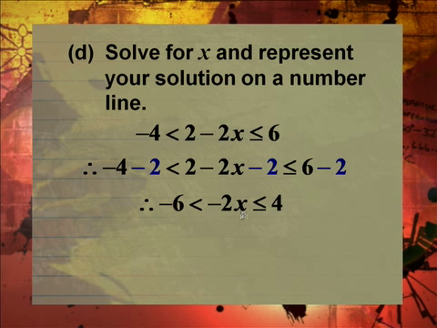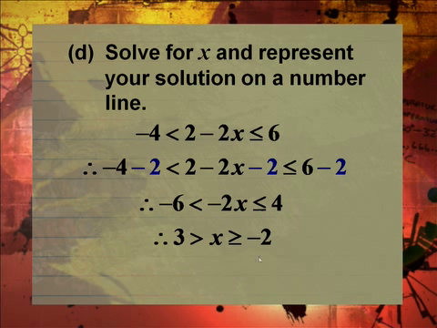Now watch this. If I divide negative 6 by negative 2, I get 3. If I divide negative 2x by negative 2, it cancels, and I get x. 4 divided by negative 2 is negative 2. And notice, the less than becomes a greater than. The less than or equal to becomes greater than or equal to.